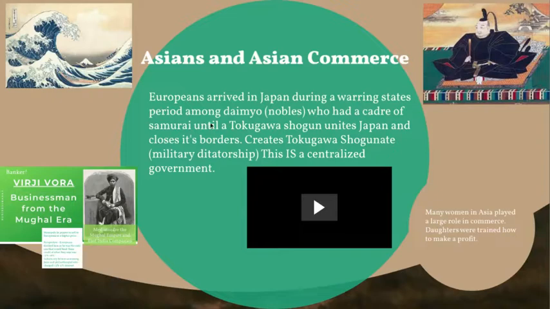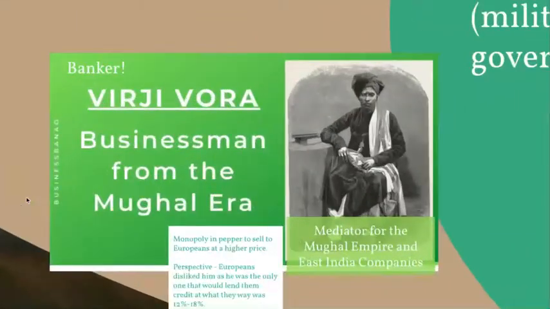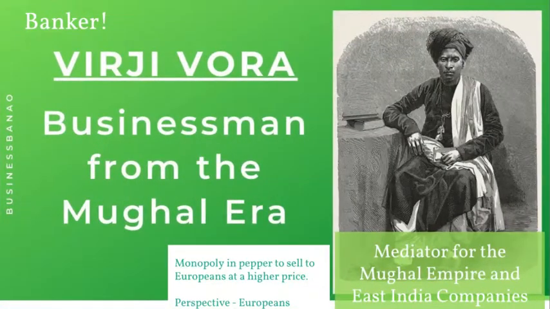Okay, so the Tokugawa shogunate is going to come in and they are going to set up a centralized government in Japan. And that is going to be new. Many women in Asia are going to play a large role in commerce. Daughters are going to be trained how to make a profit. So you're going to see women's roles in Asia really get better.